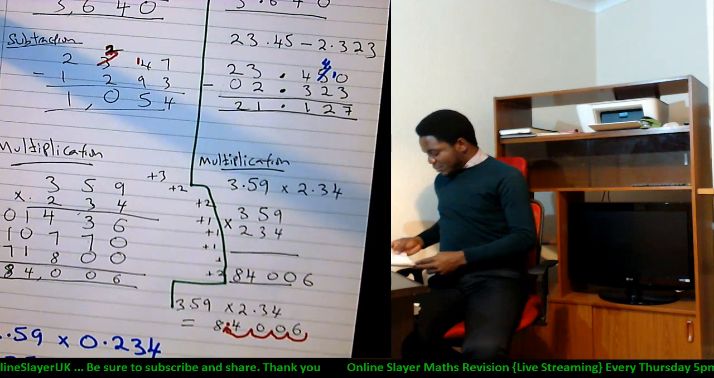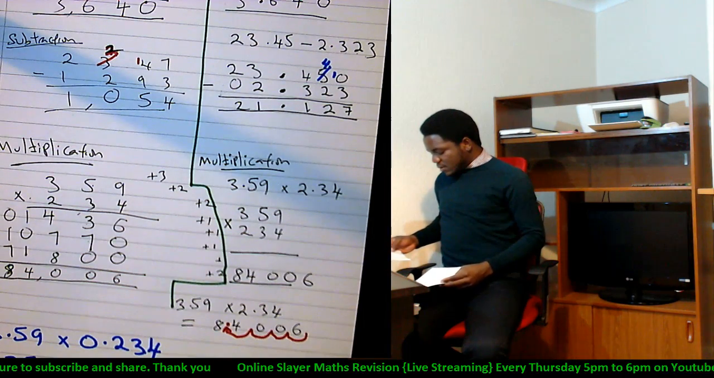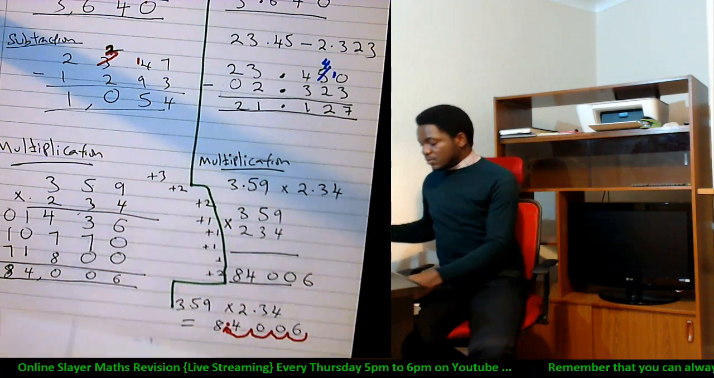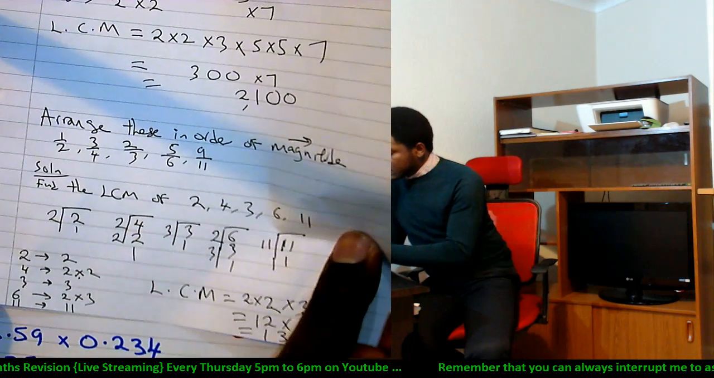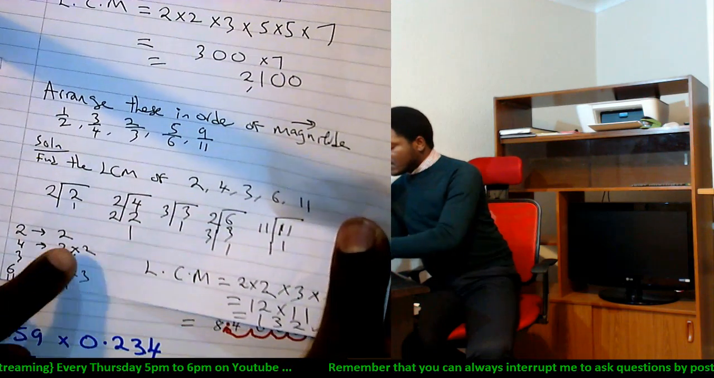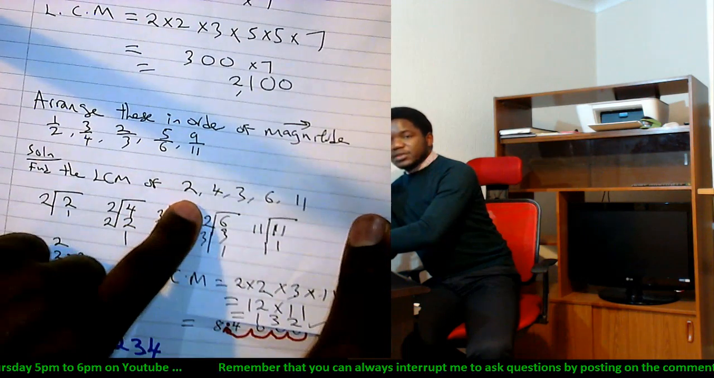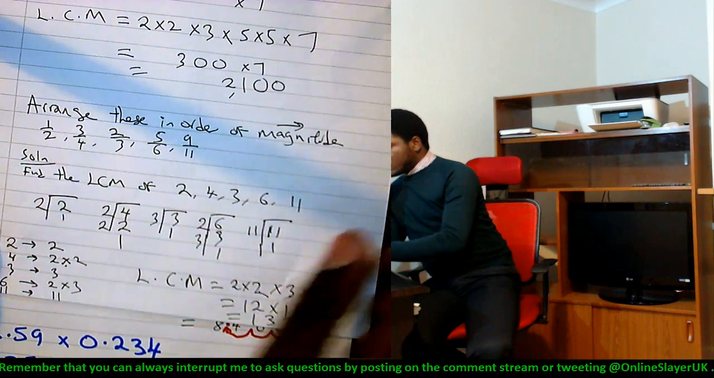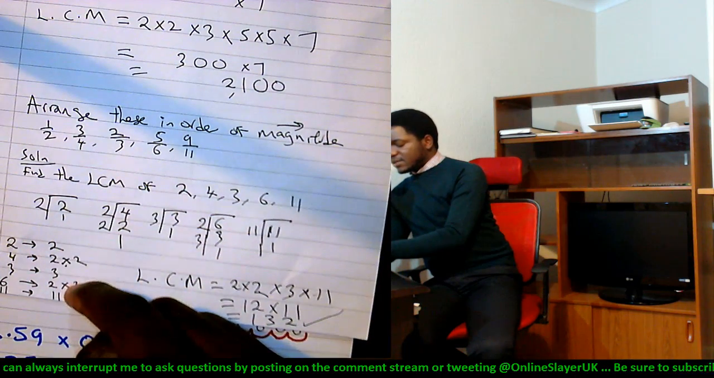Finally, just one more example. I mean, not really an example. It's just the same thing. I want to show you other instances where we did something like that. Here, where we were looking for the LCM of 2, 4, 3, 6, and 11. These were the factors of 2, 4, 3, 6, and 11.